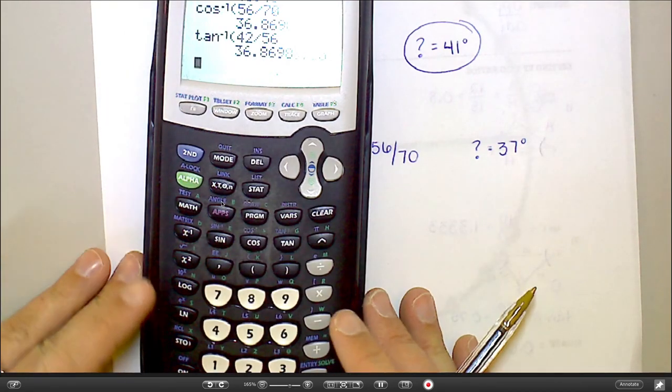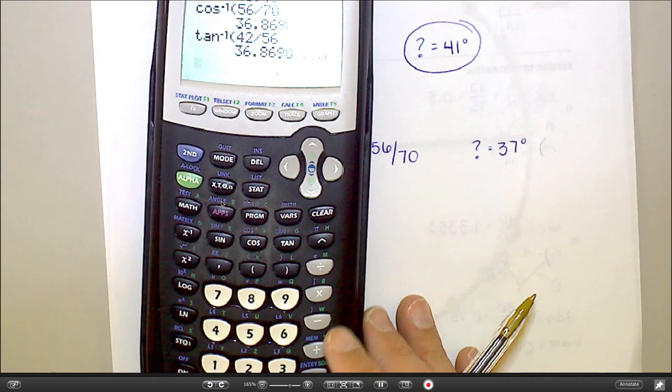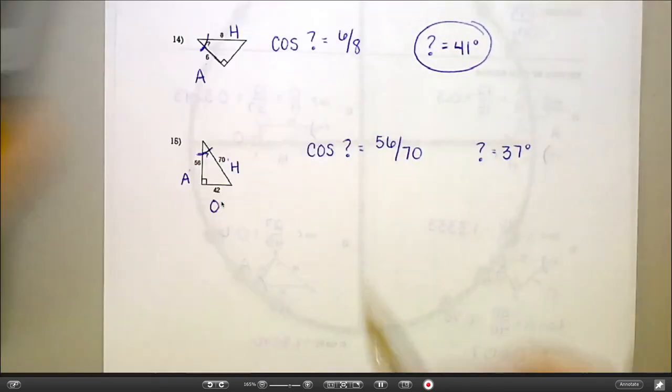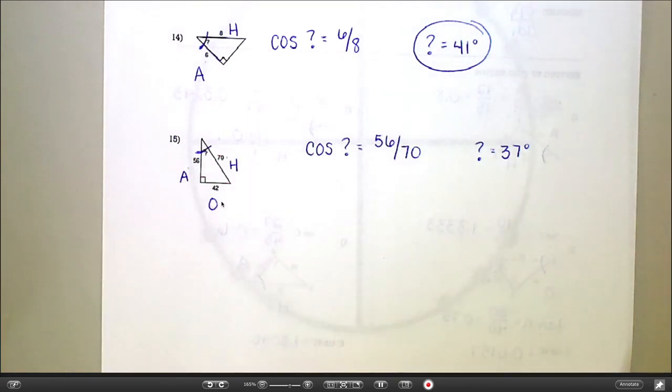Who did it with sine? Did you get the same thing, Robbie? Yeah, 37 degrees. So it doesn't matter which combination you use as long as you pick the right set of numbers for your combination. Does that make sense? So if I give you one with all three, pick any combination you want. Bryce, did you have a question?